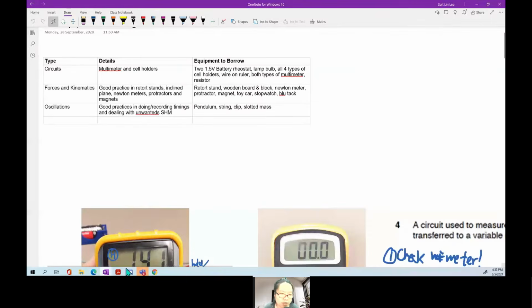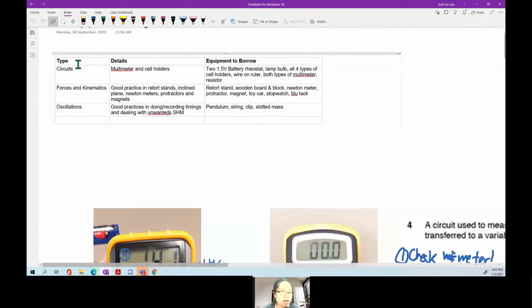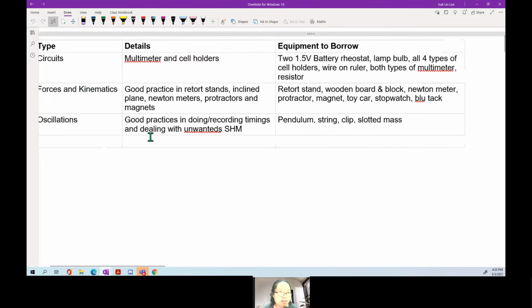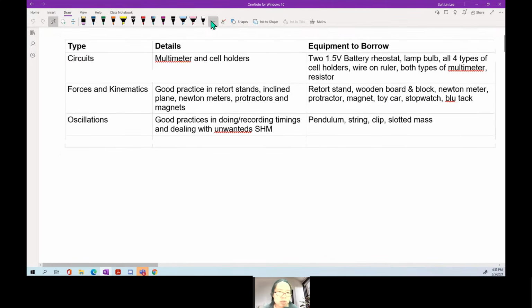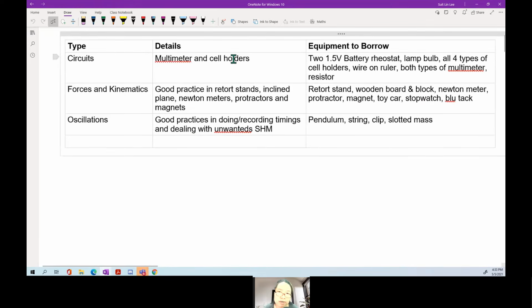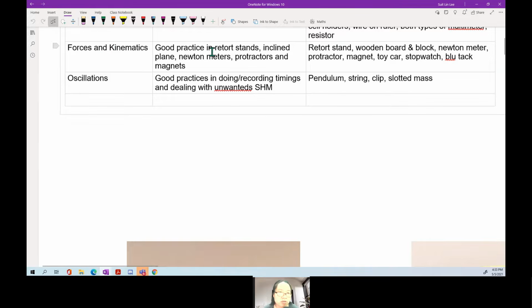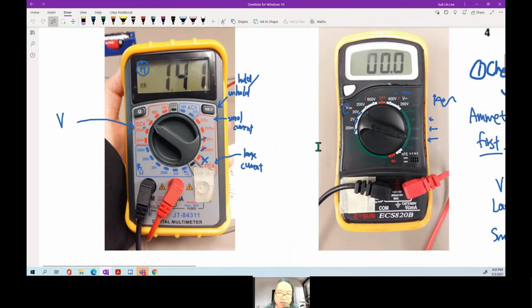So normally, when it comes to experiment, we will give you either some circuit, some forces and kinematics, and some oscillation. So if there's circuit, you should pay attention to the multimeter and the cell holders to check, and then you have all these other things that you need to look at. And then for kinematics and forces, how to use retort stand, Newton meter, protractor, what to do with magnets; for oscillation, how to record timing, and dealing with unwanted planes of rotation. Okay, so let's look at this one first.